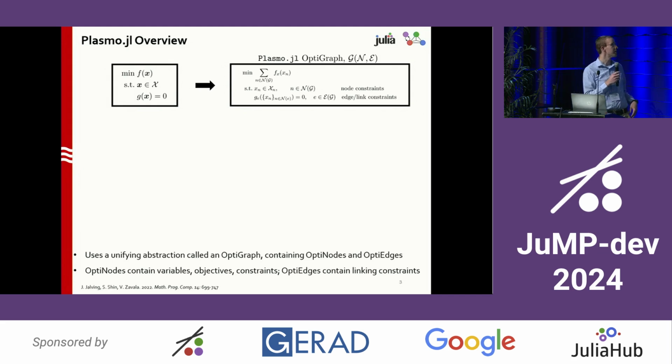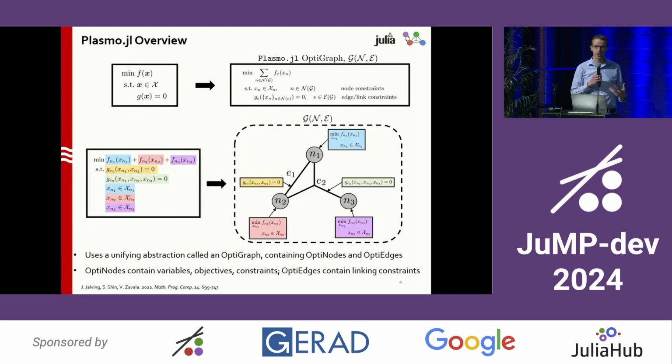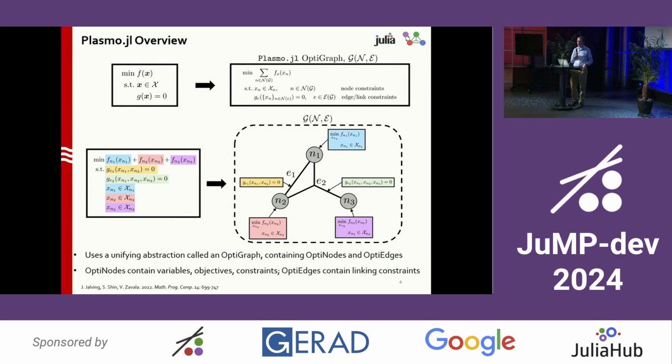Mathematically, that's represented in the top right here, where you have local constraints on your nodes and linking constraints on your edges. So your nodes can contain objectives, variables, and constraints, and then edges contain linking constraints for variables that are on two or more nodes. So this is technically a hypergraph because you can have an edge that connects more than two nodes.